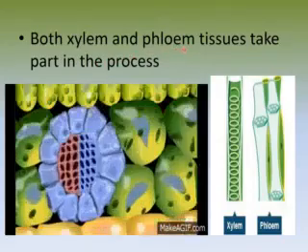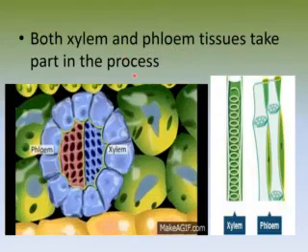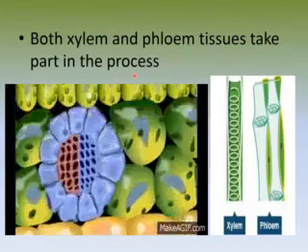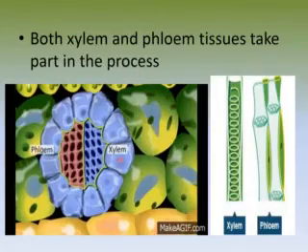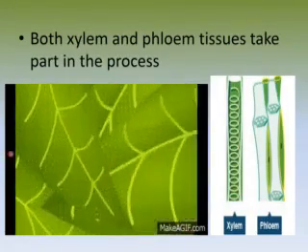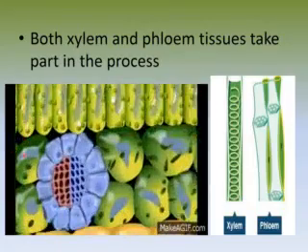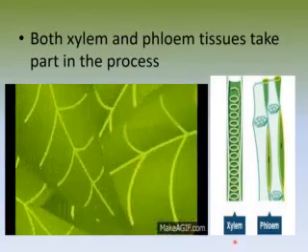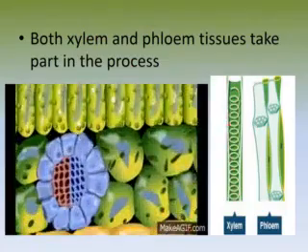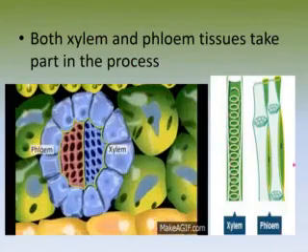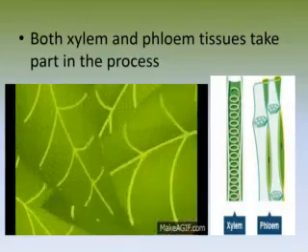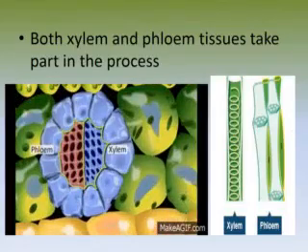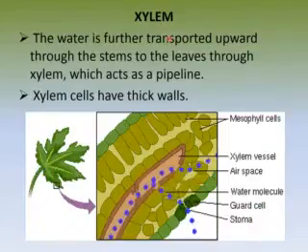The next point is that both xylem and phloem tissues take part in the process. Yes, in transportation the xylem and the phloem tissues both take part. The xylem takes water, while the phloem takes the food to the entire plant. These are two tubes which carry water as well as food absorbed from the soil. The food is in the form of minerals and some nutrients, which is carried by the phloem to the entire plant, in the leaves and also in the stems.